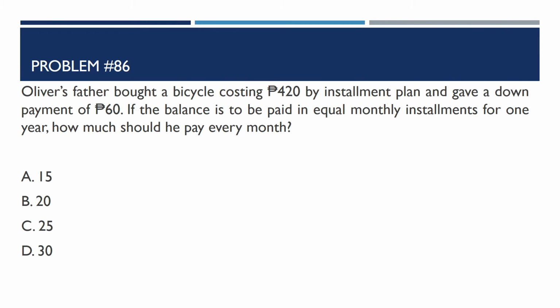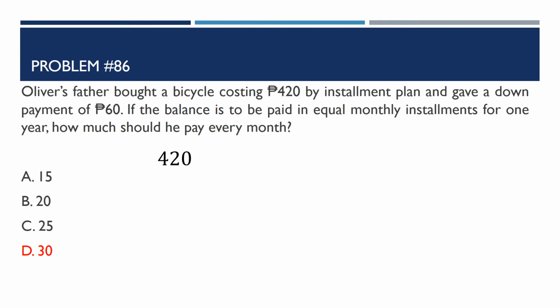Number 86. Oliver's father bought a bicycle costing 420 pesos by installment plan and gave a down payment of 60 pesos. If the balance is to be paid in equal monthly installments for 1 year, how much should he pay every month? The answer for this is 30. So how did we get 30? So let me show you how to do it.